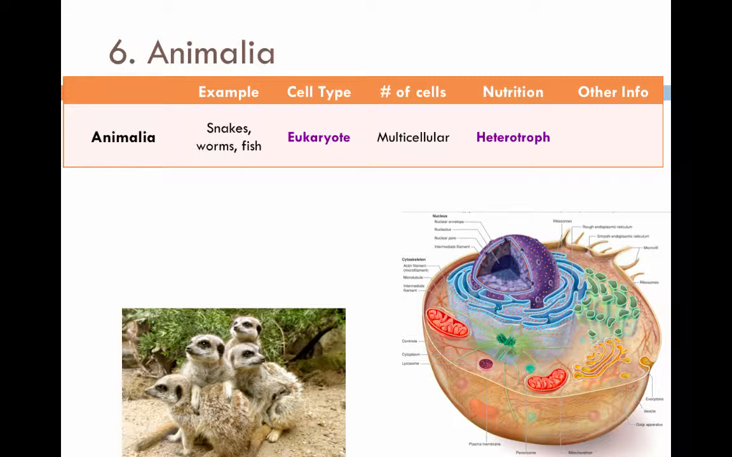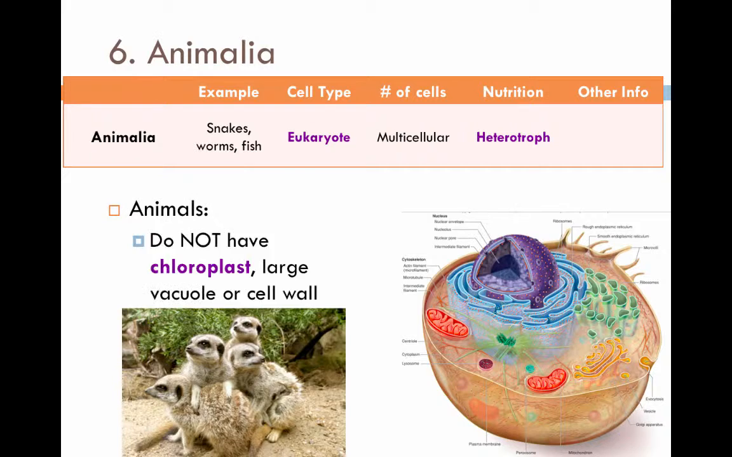Finally, the last kingdom is Animalia, the animal kingdom. Snakes, worms, fish, birds, whales, humans are all in the animal kingdom. Animals are eukaryotes and multicellular and heterotrophs, which means we have to eat our food. We can't produce it on our own like plants. Animals do not have chloroplasts or a large vacuole or a cell wall like plants.